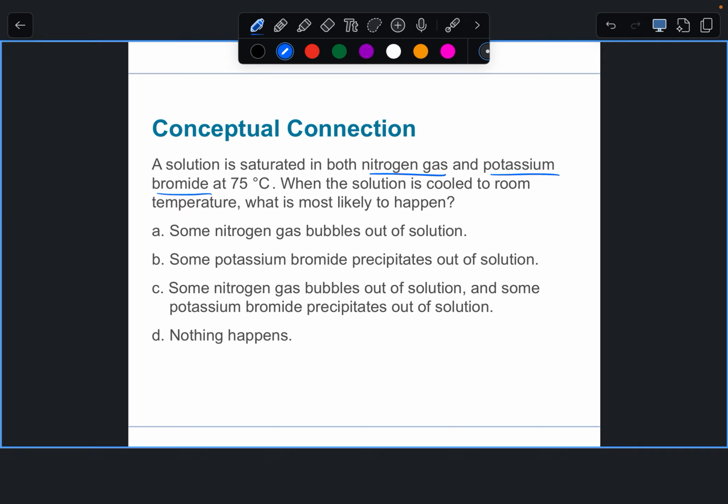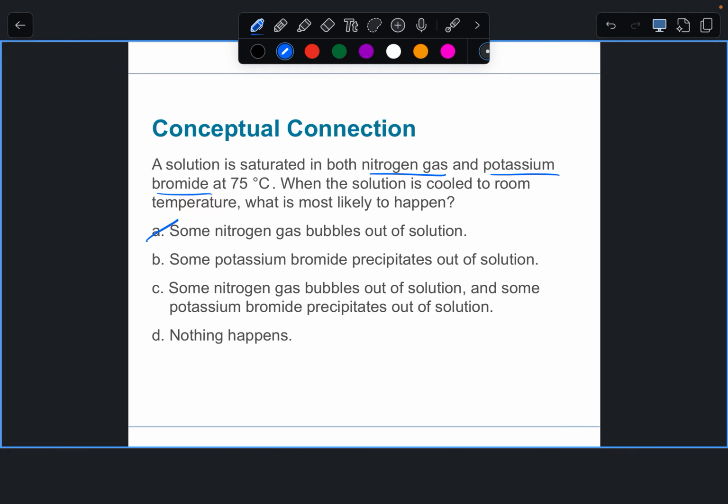Okay, so cooling it down, it says some nitrogen gas bubbles out of solution. No, gases actually become more soluble the cooler it is, so that can't be correct. If anything, we would see more of the nitrogen go into the solution. It would actually become more concentrated in nitrogen gas.